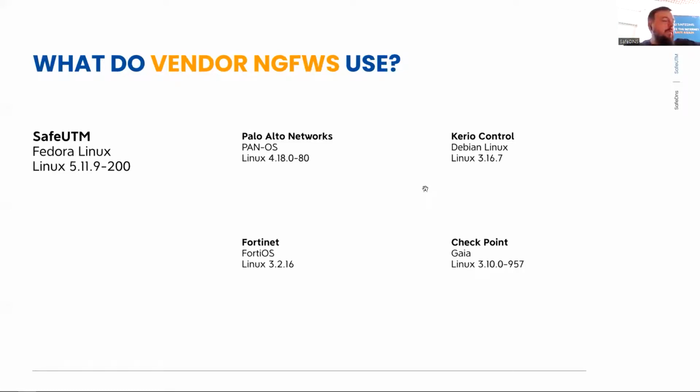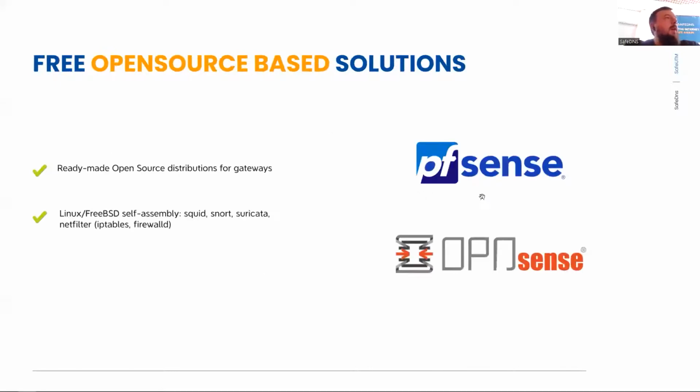So more or less, all of the solutions have an open source solution or an open source operational system inside the technology. Now, what is inside an open source solution? Free firewalls are ready-made open source distributions for gateways, self-assemblies, which are based on Linux and FreeBSD, such as Squid, Snort, NetFilter, and Suricata, for example. Examples are in front of you. Those are pfSense, OPNsense, IPFire, NG Firewall, and many others.